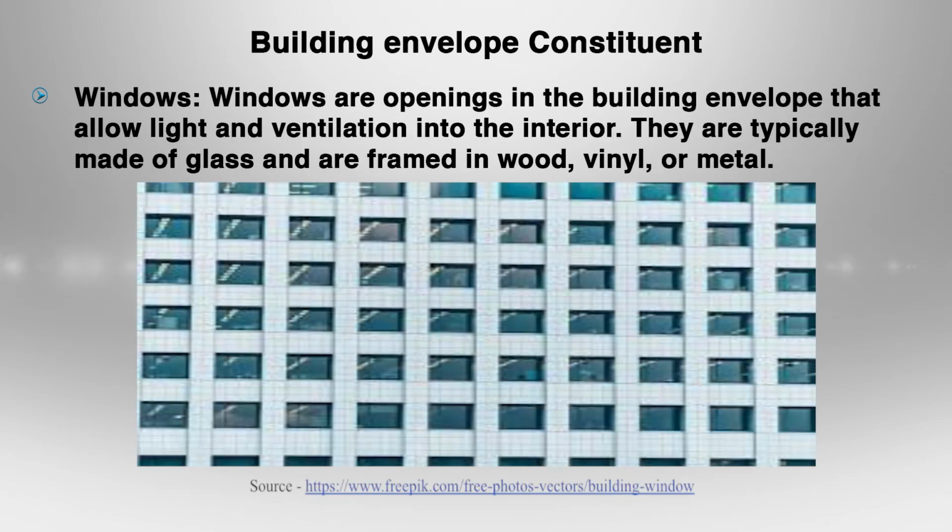Functions of windows: natural light, which allows daylight into the building, reducing the need for artificial lighting and enhancing occupant comfort level and well-being. Ventilation that facilitates natural air exchange, improving air quality and comfort. Thermal insulation, which improves the building energy efficiency by reducing heat loss in winter and heat gain in summer, especially when using advanced glazing and frame material.